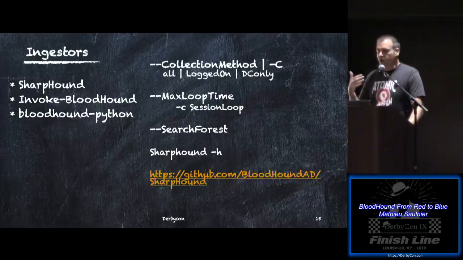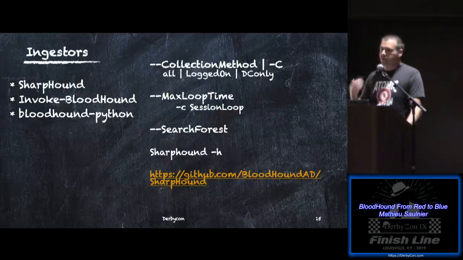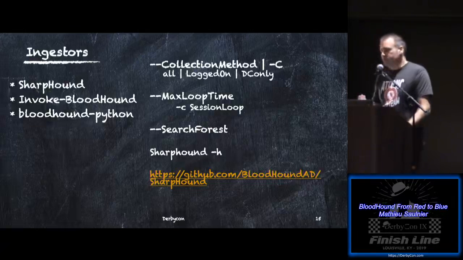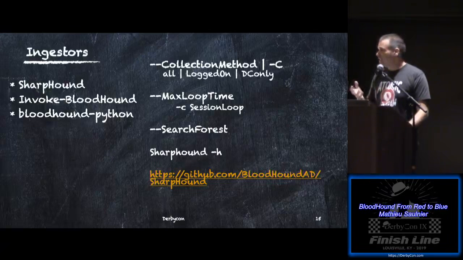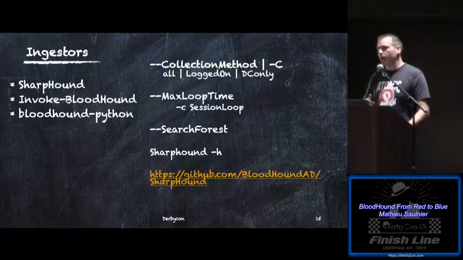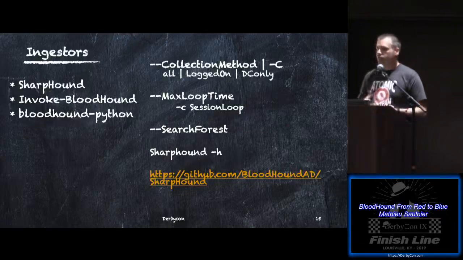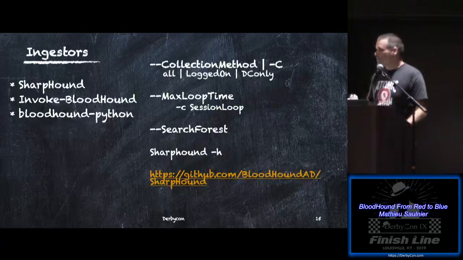On the right side of the screen, you can see a few collection methods that you might find useful, or -C for short, All. But be careful that All does not include LoggedOn, because in Windows 10 Anniversary and Windows Server 2016, you need to be local admin in order to list the session. Then there's also the DCOnly setting that will do a lot less noise on the network. As defenders, we don't really care about the noise, but it's still good to run it in order to see if your detection will catch it if it does less noise.